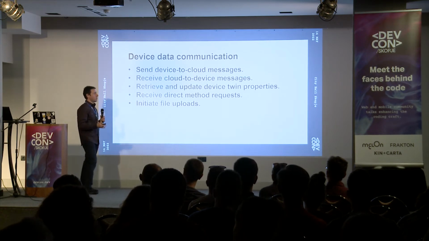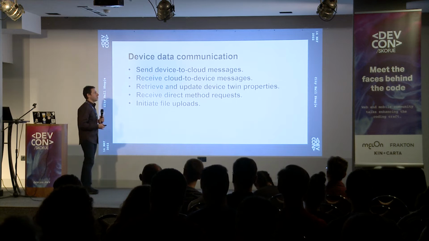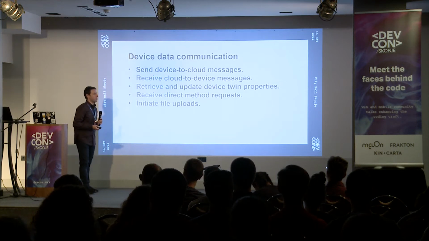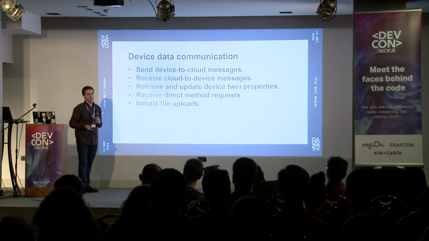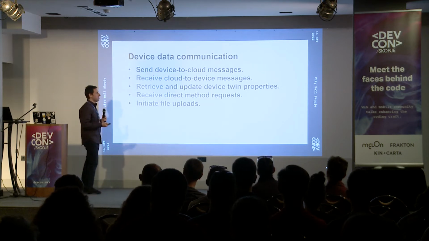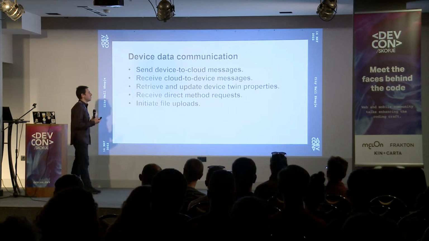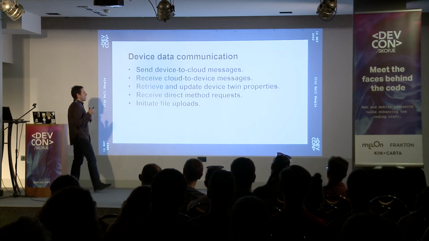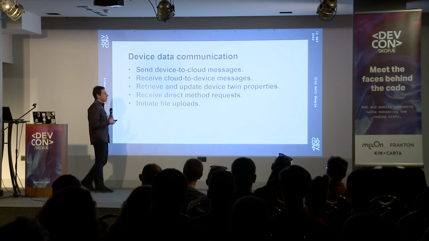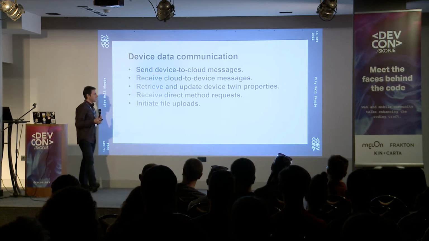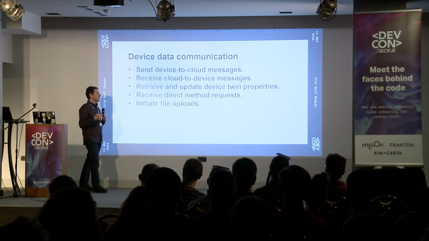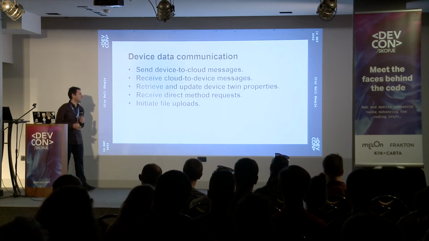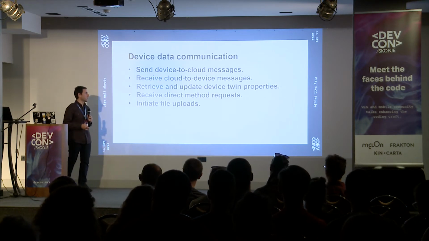And for that, previously we tried to use some API calls that are not needed anymore because we have two-way communication. Then there is retrieving and updating the device twin properties, receiving direct methods from the cloud, and initiating file uploads from the device.